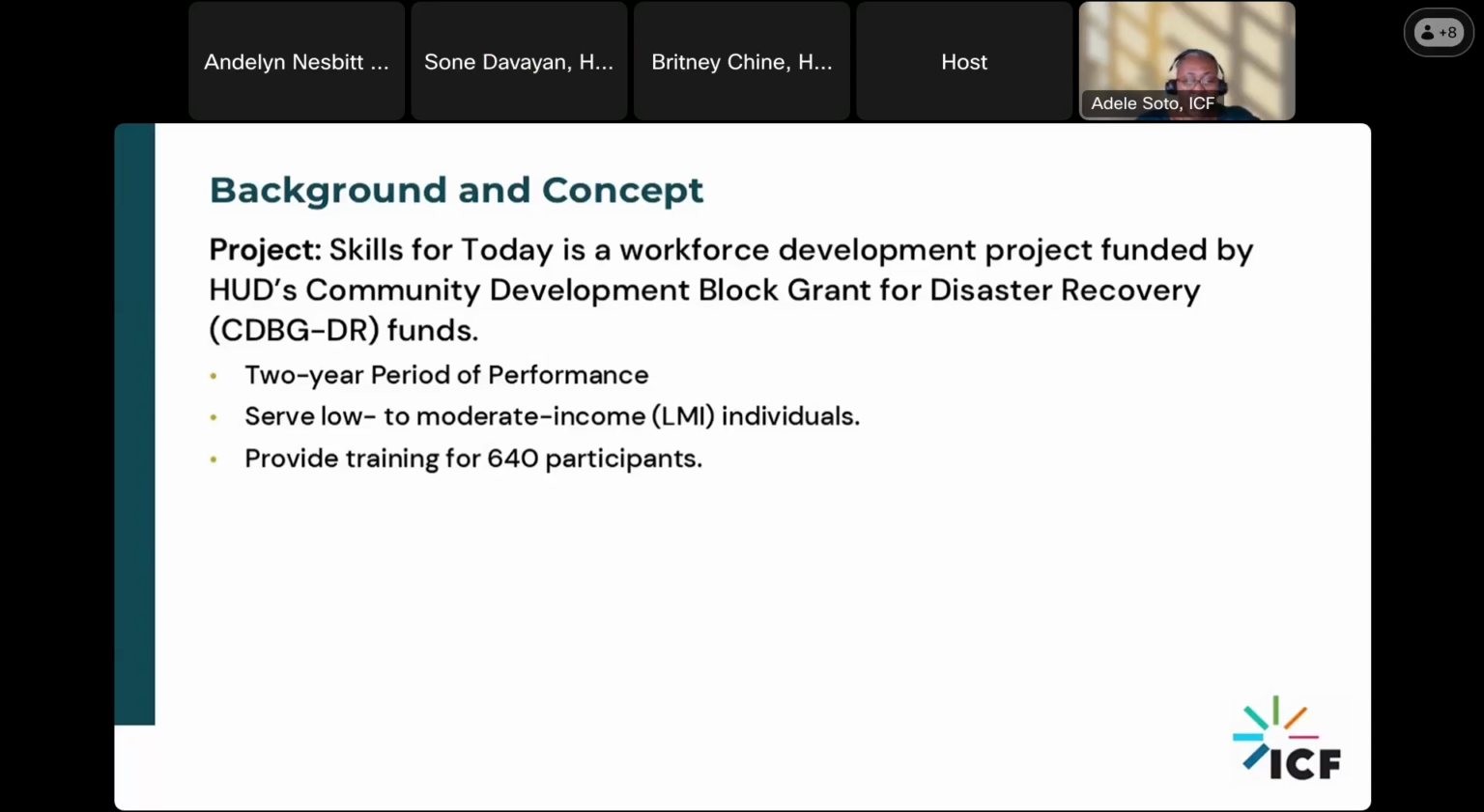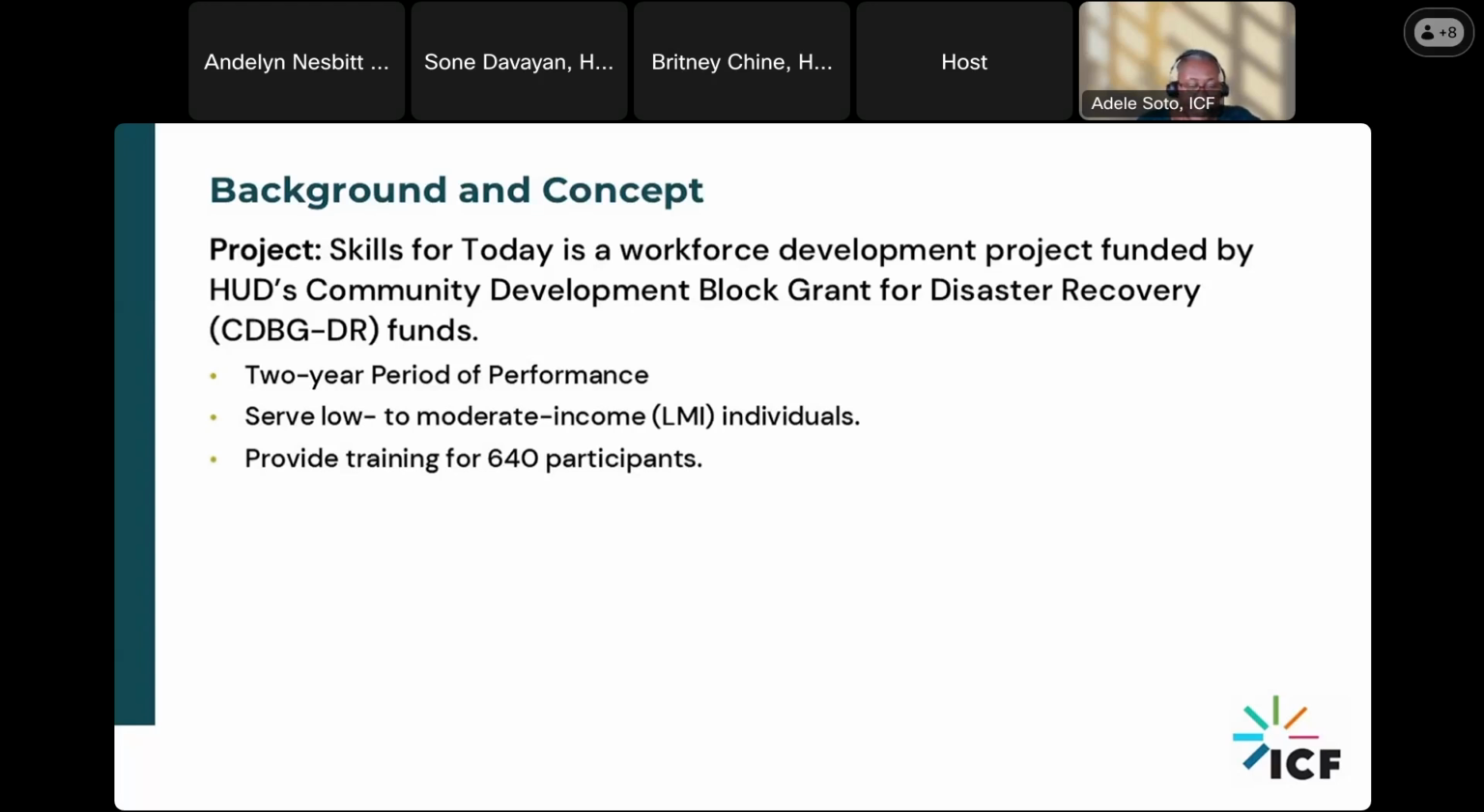A few months later, into the recovery from the disasters, the HUD-funded Community Development Block Grant for Disaster Recovery, managed by the Virgin Islands Housing Finance Authority, became available, and the VI Department of Labor was tasked with creating a program to address those construction deficits. Their program design required training for 400 individuals in the construction trades and 240 individuals in sectors vital to the restoration of the economy, such as hospitality and healthcare.